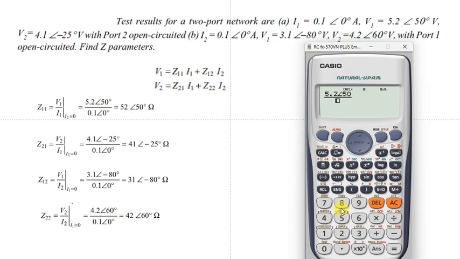Denominator is 0.1, angle shift minus button, this button 0 degree. If you click, you will get this. It is in rectangular coordinates. So click S to D. You will get real part 33.42 plus 39.83i.